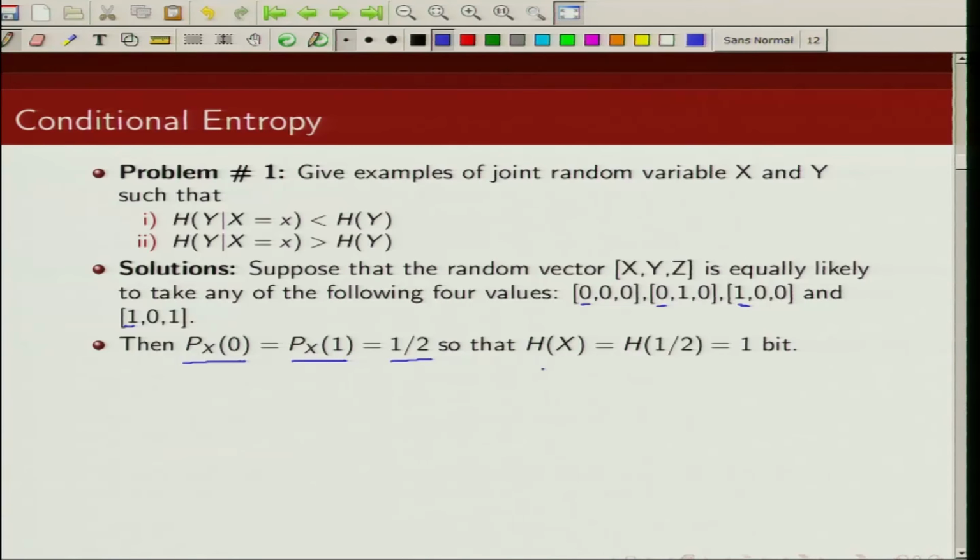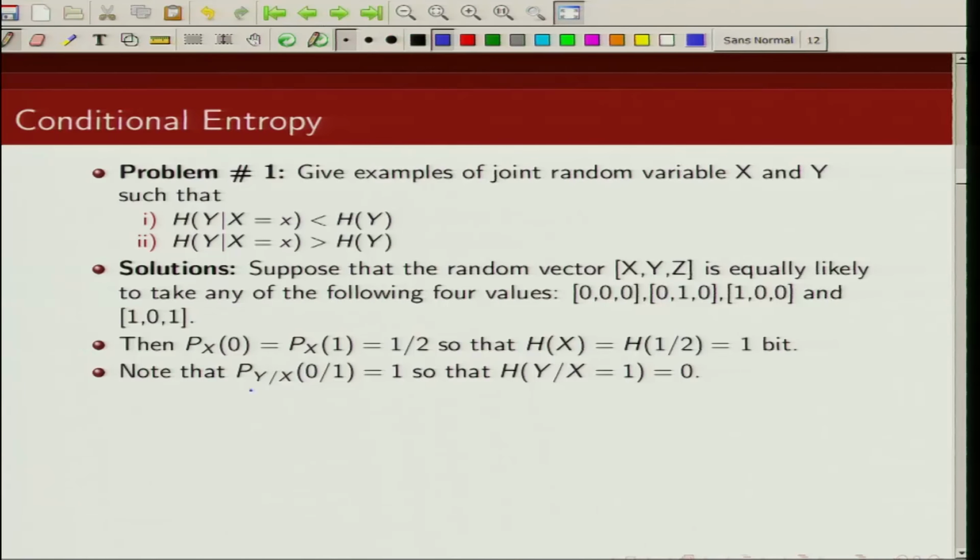Then what is the uncertainty in x? That is given by h of half, which is minus half log half minus half log half. So that is 1 bit. So uncertainty in x is 1 bit. Now let us consider the uncertainty in y given x is 1. So when is x 1? X is 1 in this case and x is 1 in this case.